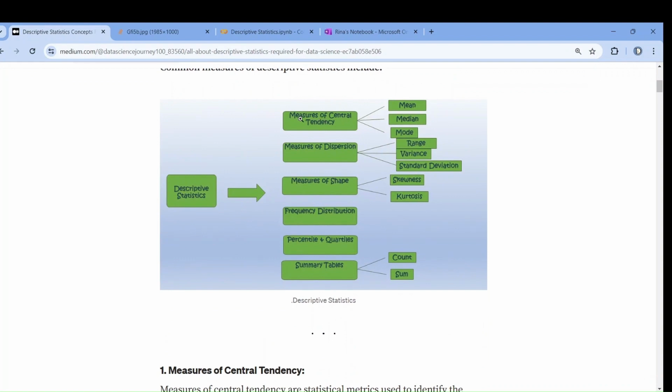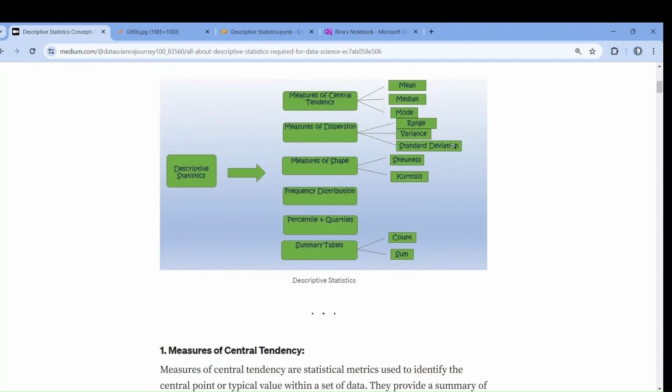Okay. Now I will ask you some questions. Try to answer them. What is measures of central tendency? Finding the central point. What is mode? Can you tell me what is mode? Finding the value which is appearing most in the data set. Okay. What is standard deviation? Can you tell me what is the standard deviation? How to calculate standard deviation? By calculating the root of variance.